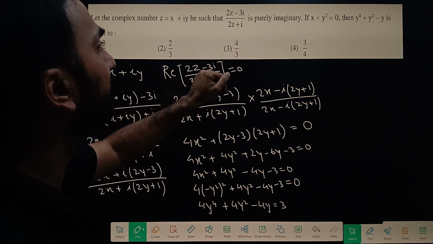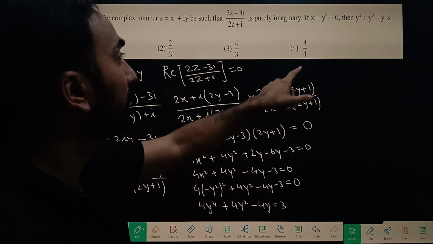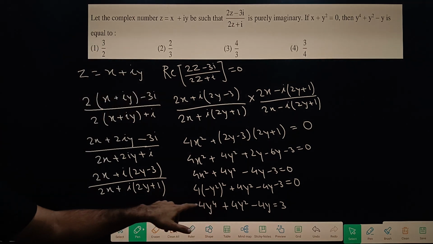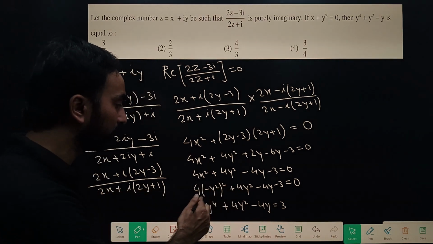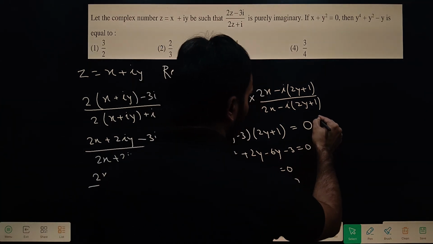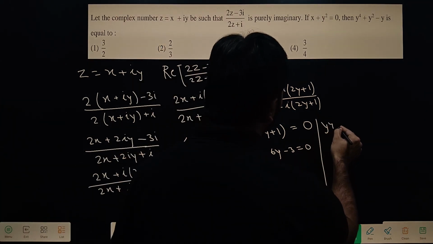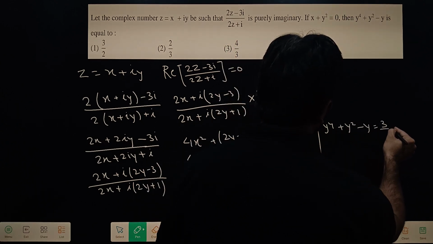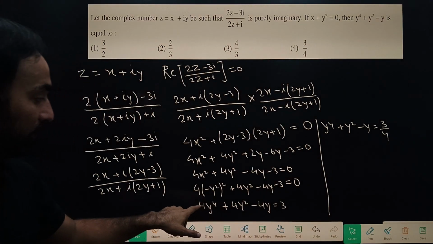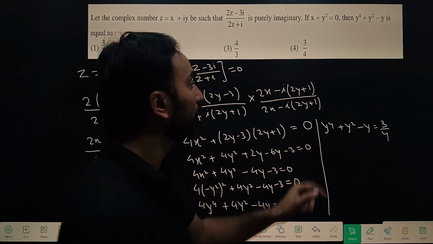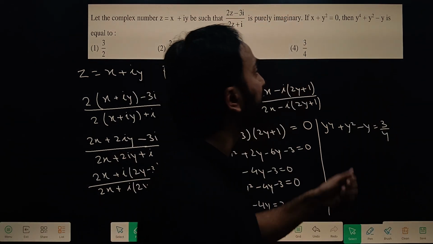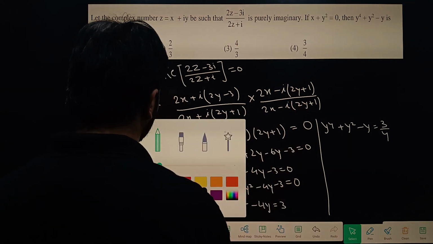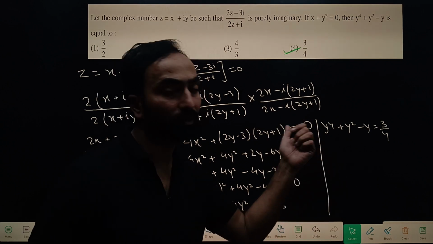Now we will see what we have to find. We have to find y⁴ + y² - y. So if we divide the whole equation by 4, we are left with y⁴ + y² - y = 3/4. So we got y⁴ + y² - y = 3/4, and I think option D, 3/4, will be the final answer.